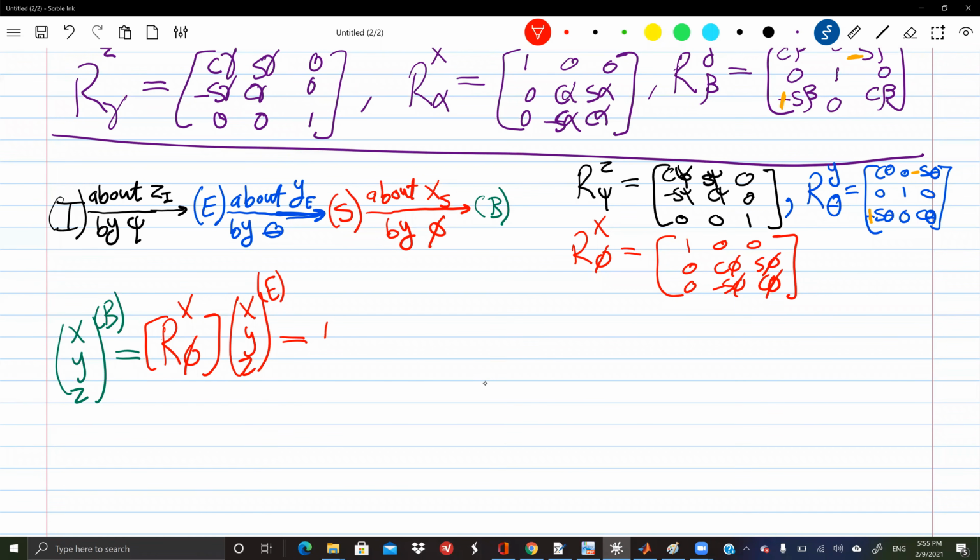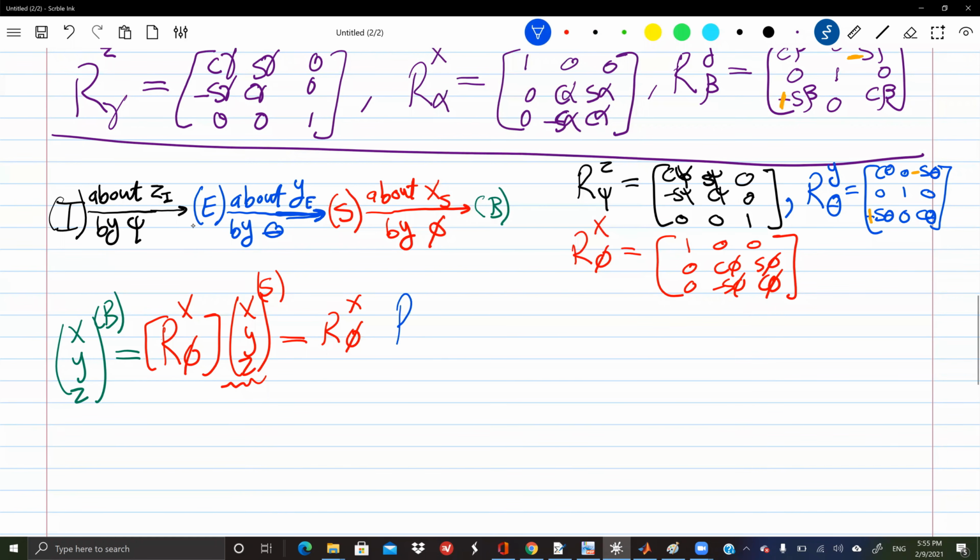This is equal to R phi X as is. Now this guy, the red guy, I'm sorry. Oh, you guys, you're not following. This is S, right? So the B is this rotation matrix times whatever before, which is the S frame. Now I'm going to replace the S with the rotation matrix times whatever before.